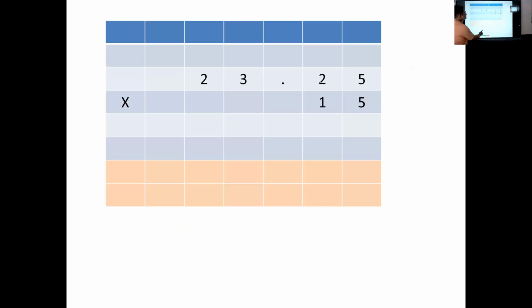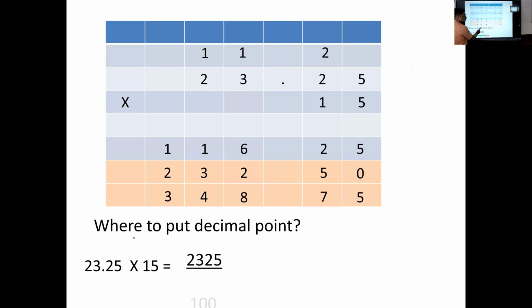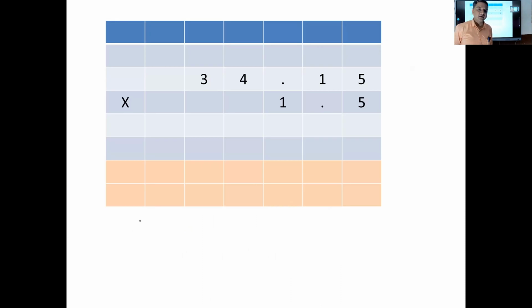In the last video, we have seen multiplication of a decimal number by a whole number. Now we will see the multiplication of a decimal number by another decimal number. So let us take an example: 34.15 is the multiplicand and 1.5 is the multiplier.